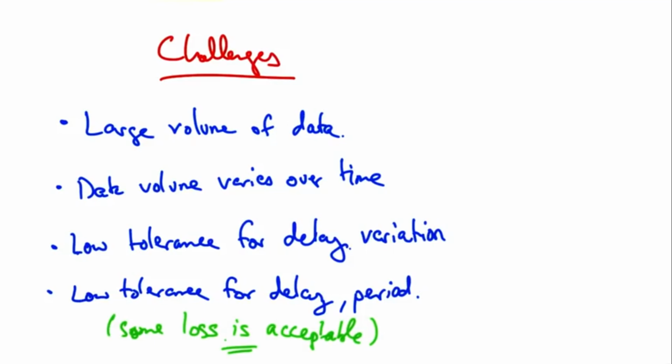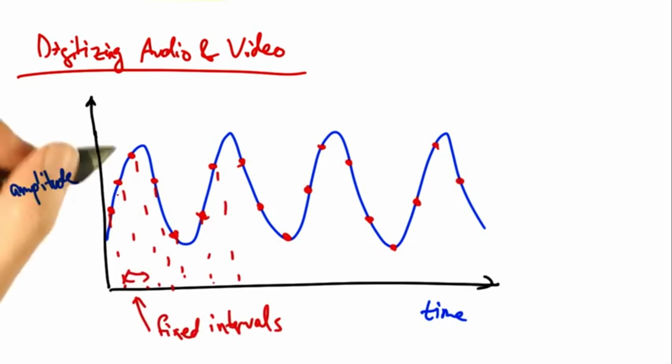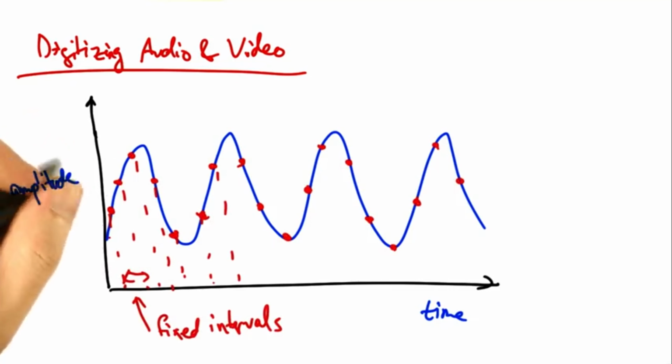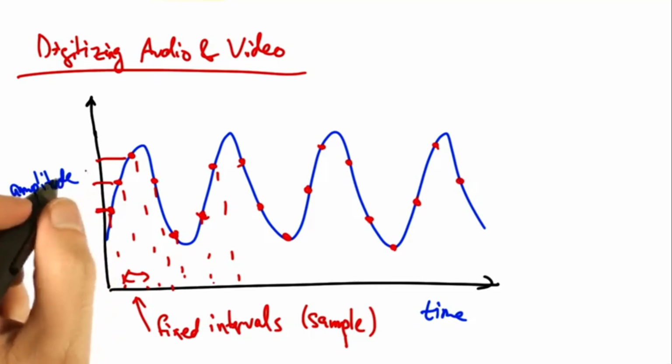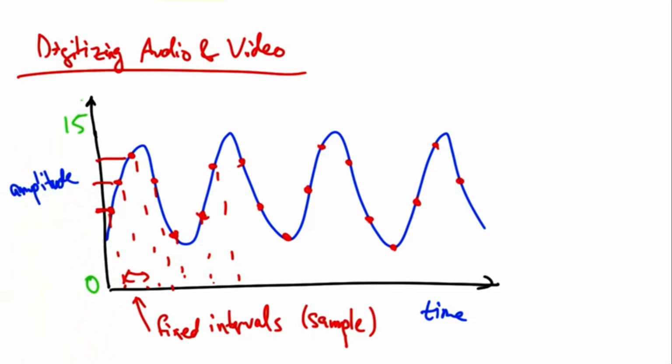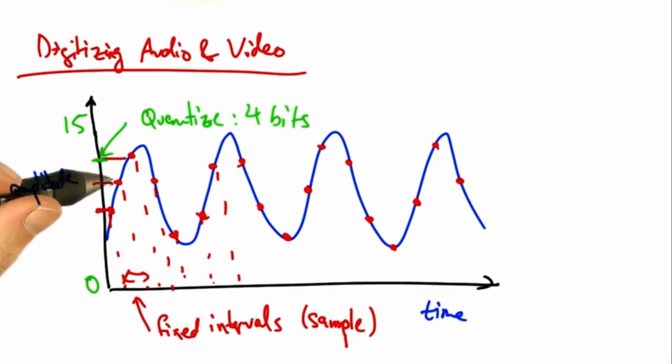Before we get into how the network solves these challenges, let's talk a little bit about digitizing audio and video. Suppose we have an analog audio signal that we'd like to digitize or send as a stream of bits. What we can do is sample the audio signal at fixed intervals and then represent the amplitude of each sample with a fixed number of bits. For example, if our dynamic range was from 0 to 15, we could quantize the amplitude of this signal such that each sample could be represented with 4 bits.